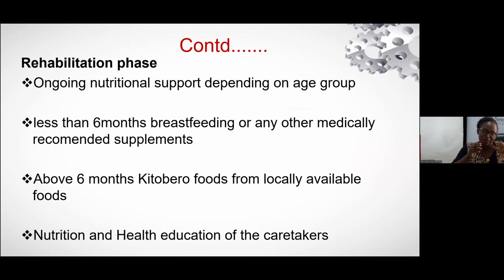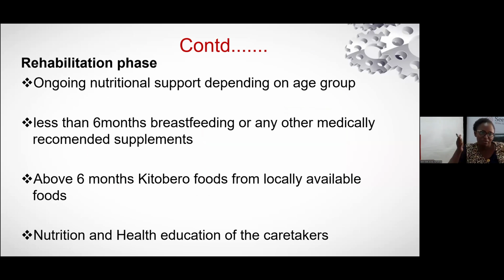So after you've now stabilized your child, remember we started stabilization, then went to transition. Now our child is out of danger. So we are going to our last phase, which is the rehabilitation phase. In the rehabilitation phase, there is obviously ongoing nutrition support depending on the age.